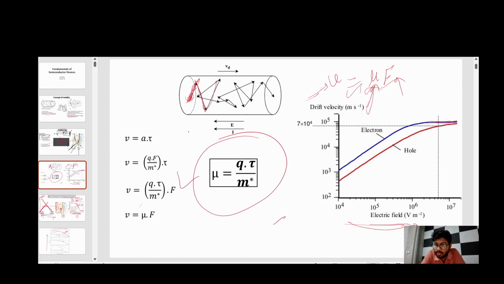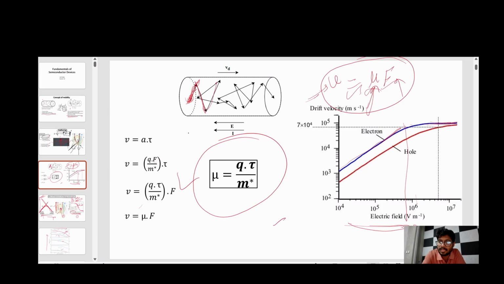Up to a certain electric field, the velocity will be proportional to the field and follow this relation. But after that it will saturate. That is because of the scattering.